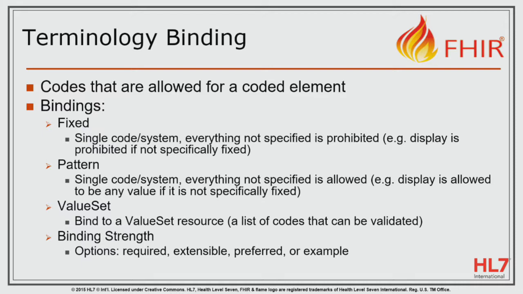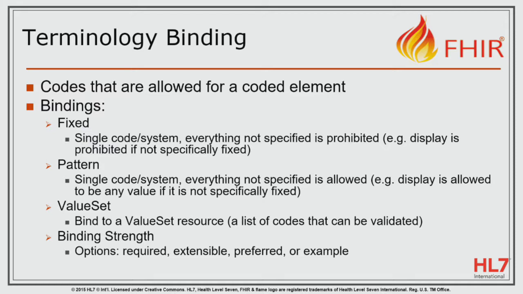So the reason that you want pattern and not fixed is you generally don't want to keep people from saying other stuff. So if I want to make sure that the LOINC code is going to be this particular code and that it's going to be from LOINC, I don't want to prevent them from sending display names. I don't want to prevent them from sending a version. I don't want to prevent them from sending also a SNOMED code and other things.